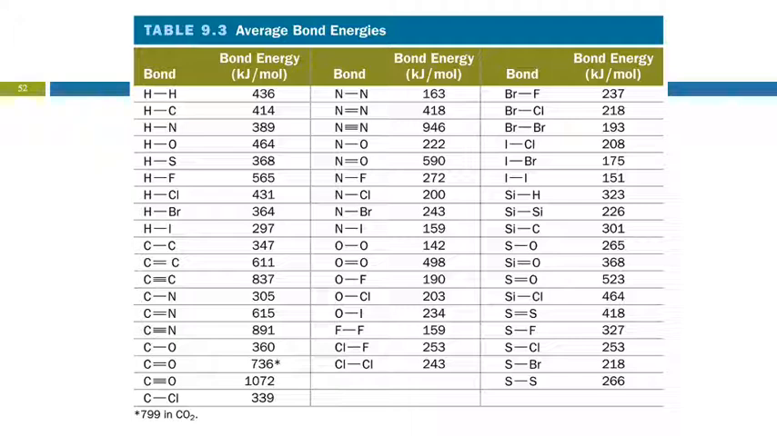is 414. Hydrogen-oxygen is 464. Oxygen-oxygen double is 498. And then the carbon-oxygen is 360.